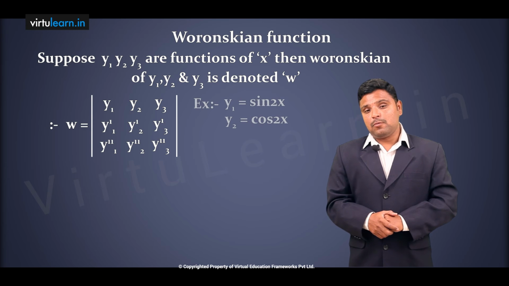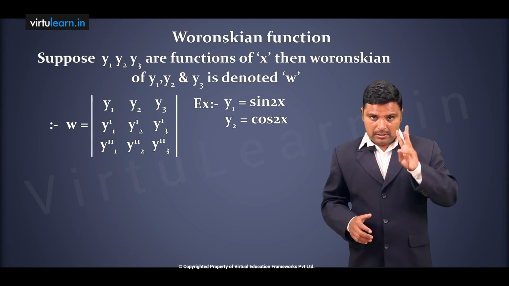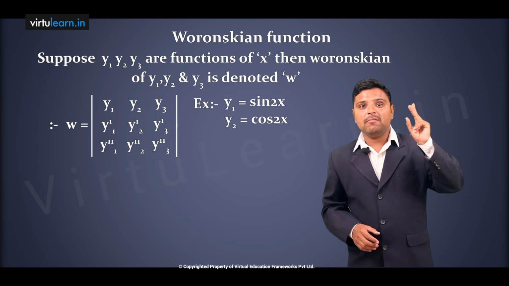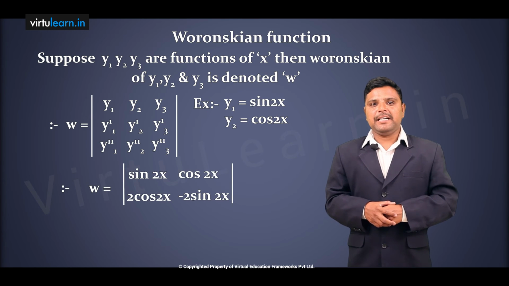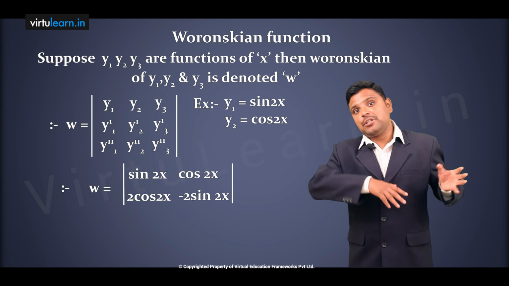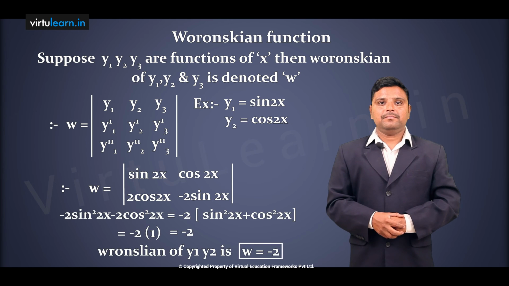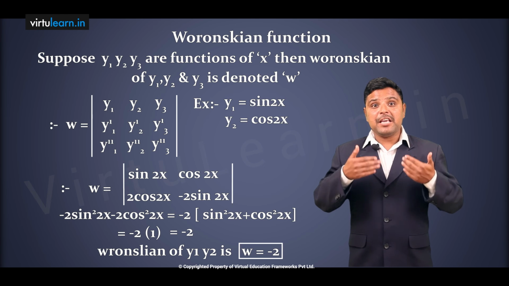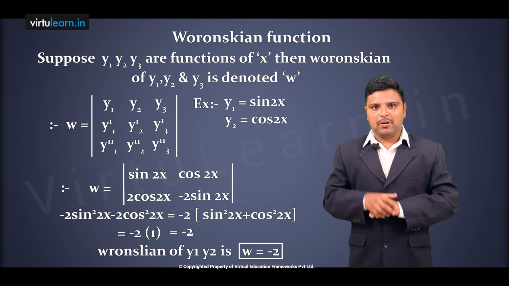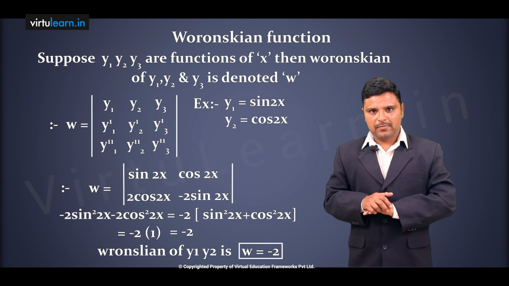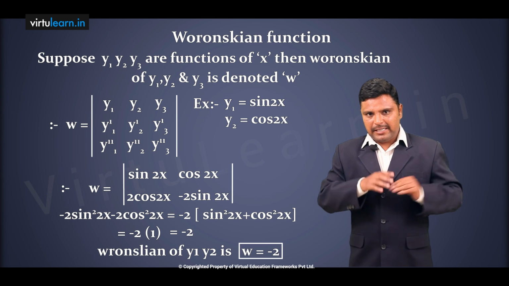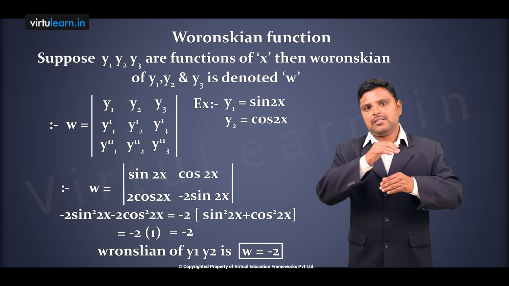Means observe one important technique here. Three functions have been given, y1, y2, y3. Means we are calculating derivatives up to the second derivative of these functions. Suppose n functions are available, then you have to calculate up to the (n minus 1)th derivative of these functions. Am I right? Now like this, we can calculate the Wronskian function of this definition.